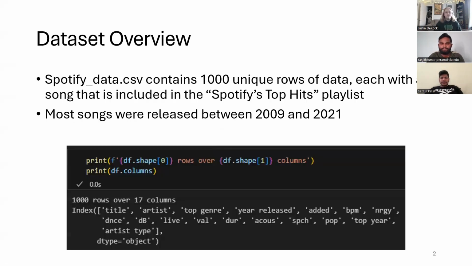A quick overview of the Spotify data set. There are 1,000 unique rows, and each row is down to the song level. Each song is a song on Spotify's top hits playlist, and the vast majority of the songs were released between 2009 and 2021. To be exact, there were 999 songs released between those years, and one song released in 1975.